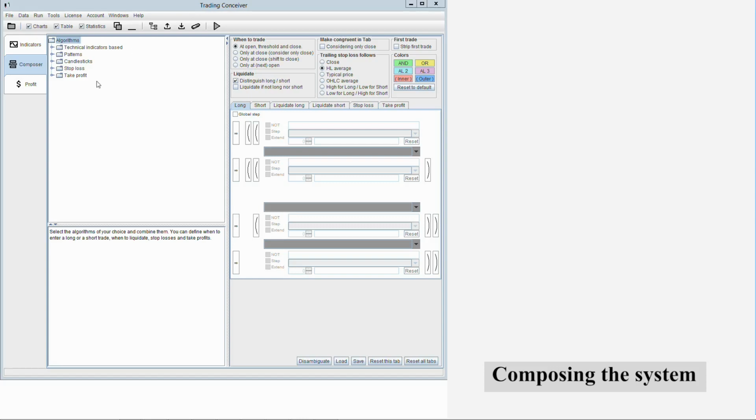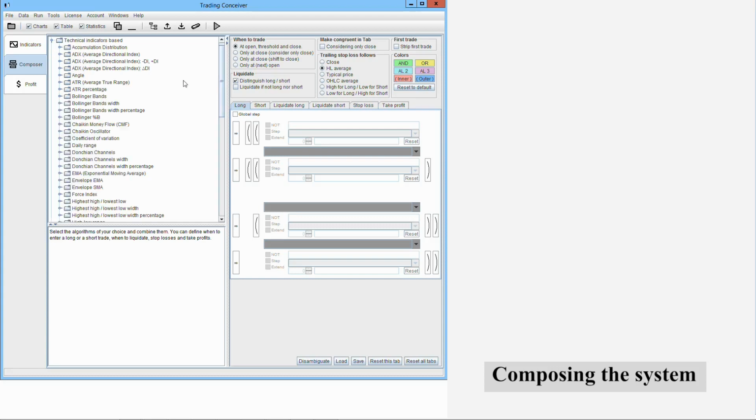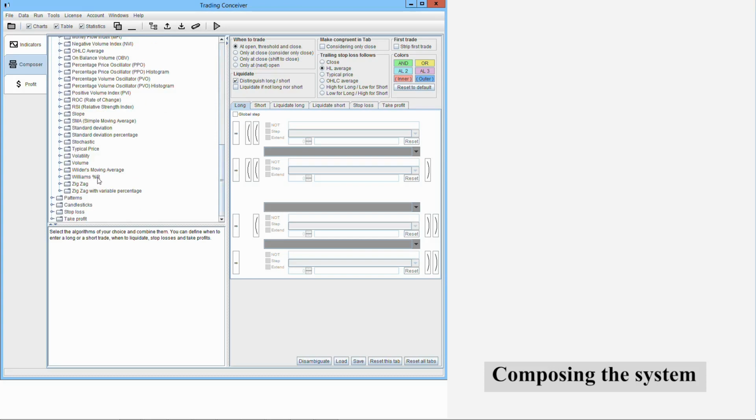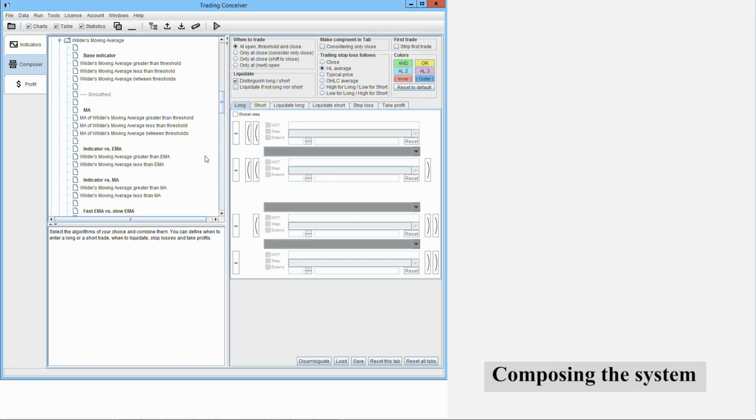We call them elementary because they are the building blocks of the final trading system. They are grouped into branches. Let's open the Technical Indicators based branch. You can see a list of branches. For instance, let's open the Wild Earth Moving Average. Each technical indicator sub-branch has several sections containing different elementary algorithms based on the indicator.